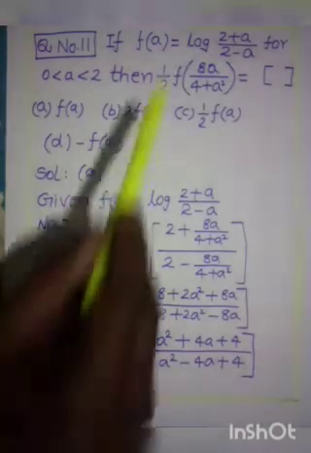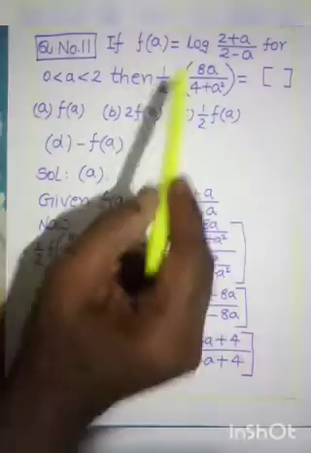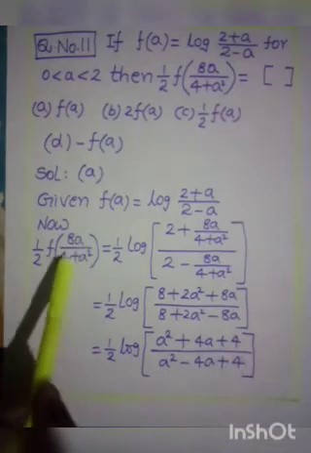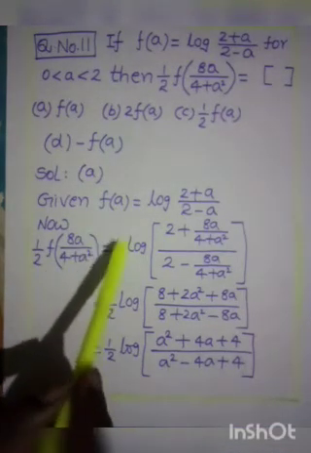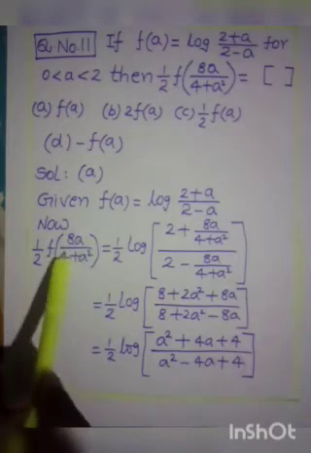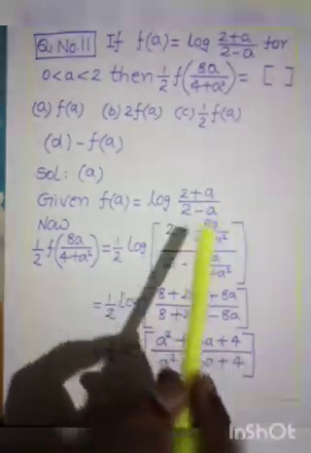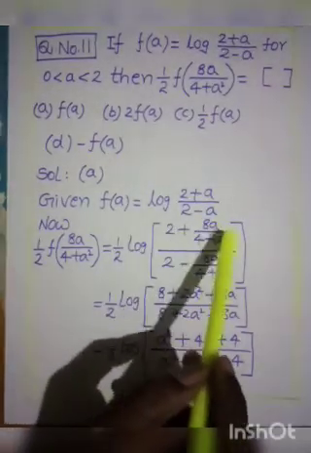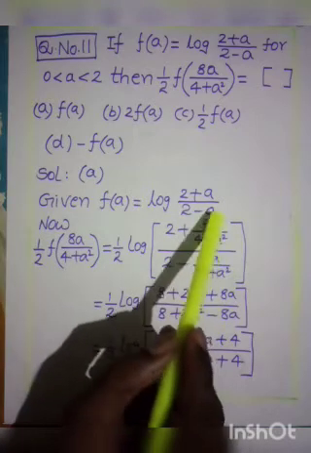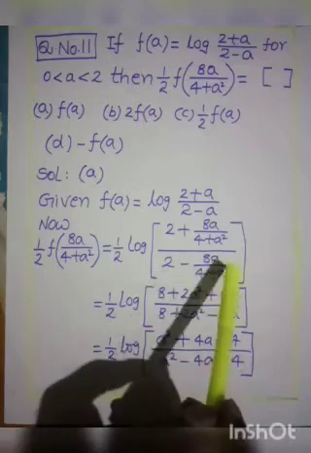First we write f of a, we write the given function as it is. Now we find the value of this function. 1 by 2 f of 8a by (4 plus a square) is equal to 1 by 2 log of, we substitute 8a by (4 plus a square) in the place of a. So (2 plus 8a by (4 plus a square)) whole divided by (2 minus 8a by (4 plus a square)). Understood this step, my children?